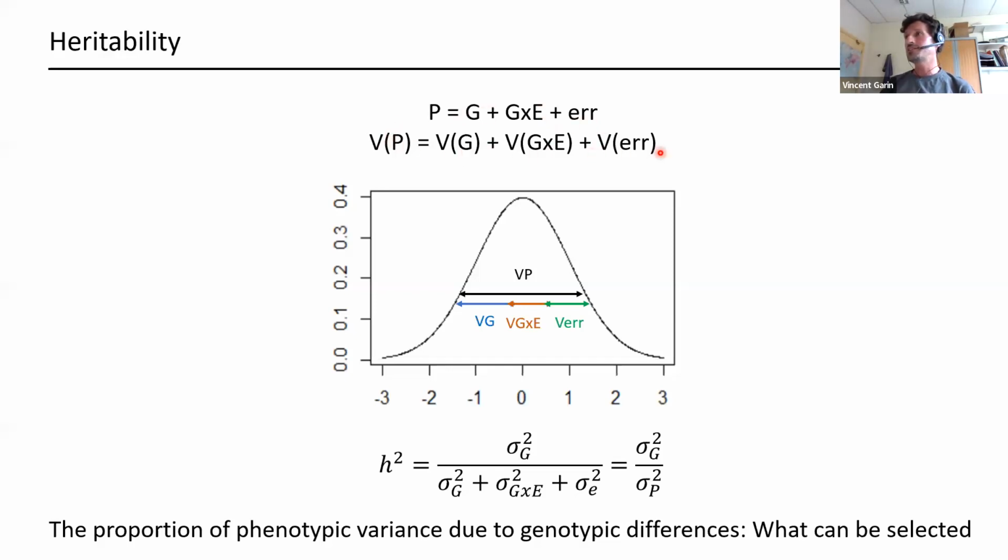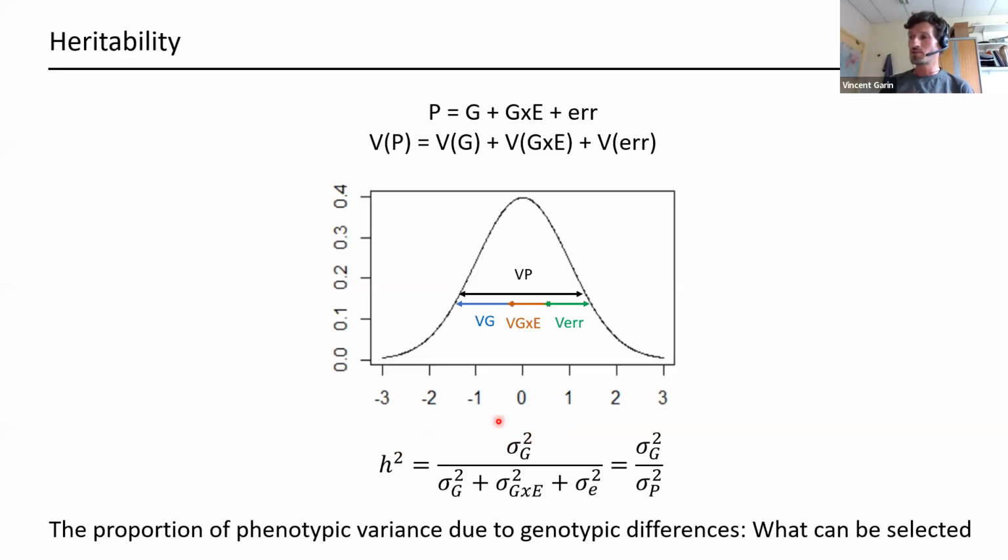And if we translate this in terms of variance, we have that the variance of the phenotypic expression is a function of the genetic variance, the genotype by environment variance, and the error variance. And so when we have stated this equation, we can define what we call the heritability. Heritability is the proportion of the genetic variance of a population that can be explained by the genetic difference.